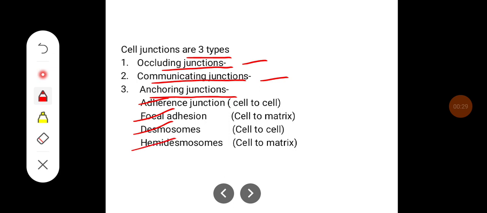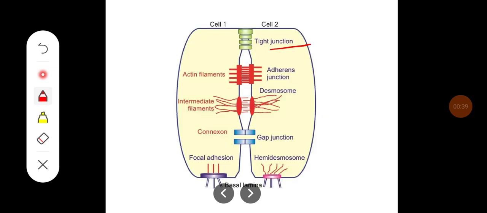Adherens junctions and desmosomes connect a cell to another cell, whereas focal adhesion and hemidesmosomes connect the cell to the extracellular matrix. So here are the examples of different cell junctions: tight junctions, adherens junctions, desmosomes, gap junctions, hemidesmosomes, and focal adhesion. The tight junctions are occluding junctions.